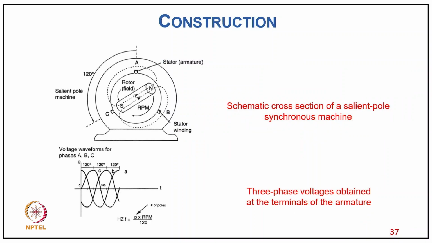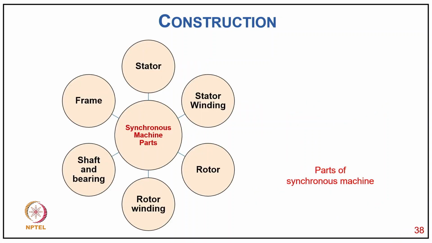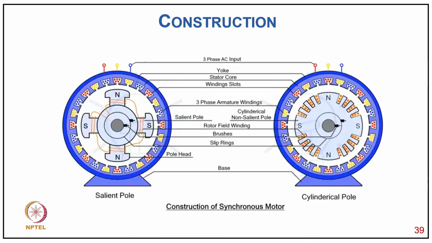So this is the schematic cross section of a 2-pole synchronous machine, and the 3-phase voltage obtained at the terminals of the armature is supposed to be close to a sine wave, and the frequency in hertz is the number of poles P times RPM divided by 120. So now if you look into the parts of a synchronous machine, they start from the stator, then the winding in the stator, rotor winding, and then shaft, bearing and frame.